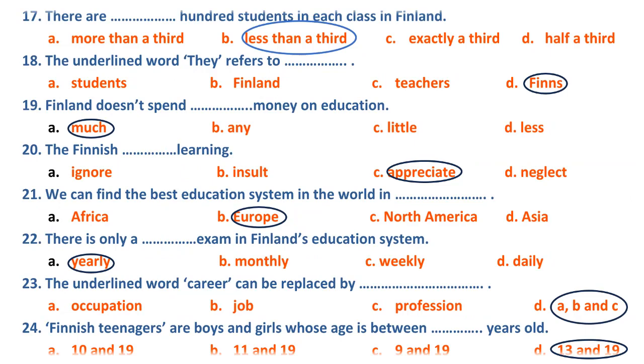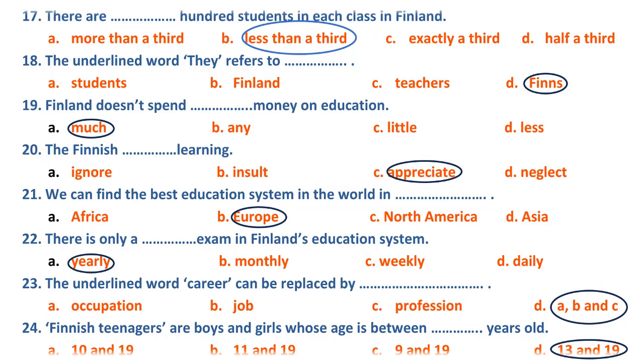Here we have some questions, some sentences, and we have to choose the right answer. There are less than a third hundred students in each class in Finland. Number 10, the underlined word they refers to friends. Finland doesn't spend much money on education. Finns learning, of course, appreciate, meaning they value learning.